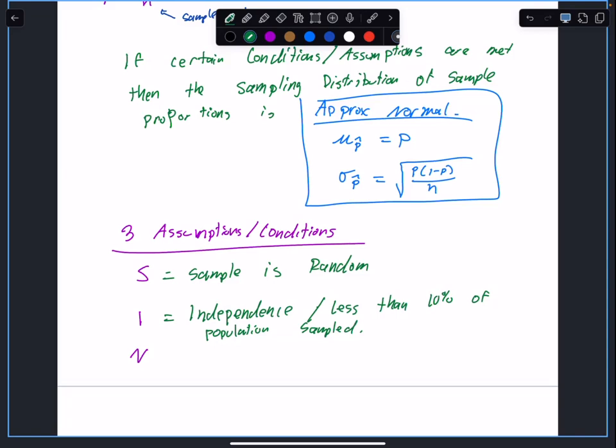Now, this middle piece right here about less than 10% of the population being sampled confuses a lot of people. Basically, what happens is that in the real world, you are sampling from a finite population. So there's a limit to how many people there are. There's not an infinite number of students. We have like 500 students, or 800 students, or 200, whatever it is. There's a finite number of the population.